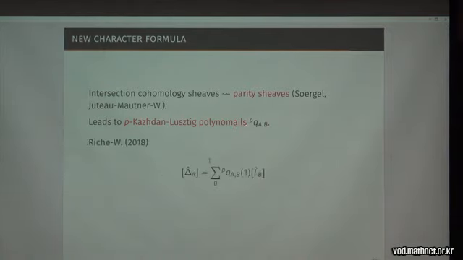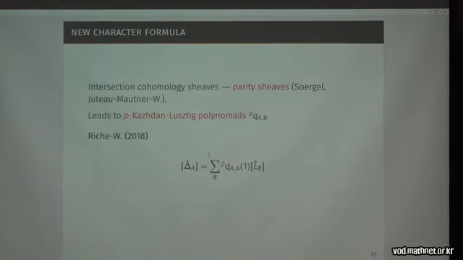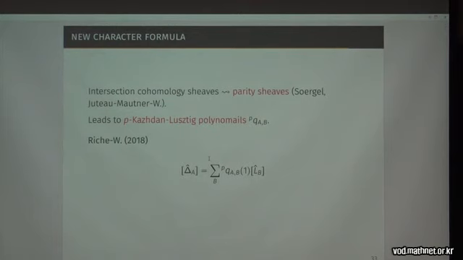And recently, after an enormous amount of work, we showed a new version of this character formula where the only difference is that these polynomials get a little p on the left. But somehow this is a big difference.